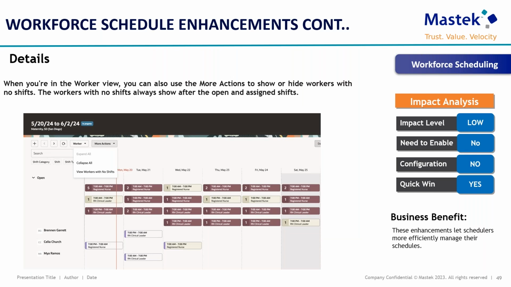Alongside that, we have an option to add more actions into it, where if there are employees or workers with no shift details available, we can directly filter those employees out as well. As you can see on the screen, in the more actions, we have an option to expand, collapse, and view workers with no shift. Using this particular feature, we can filter out those employees as well. That is beneficial to filter out those set of employees directly.